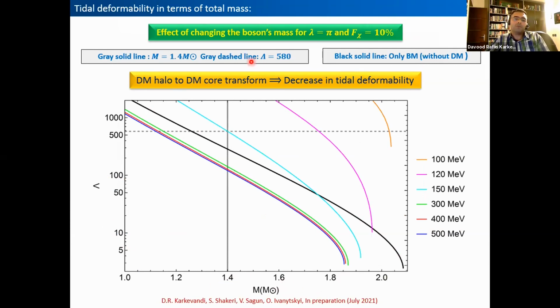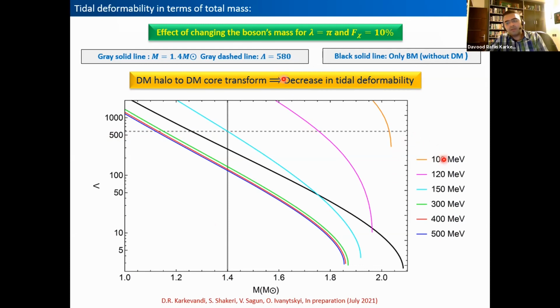for different boson masses and fixed coupling and fixed fraction. Pay attention that the gray solid line here is related to the 1.4 solar mass, and the gray dash line is the upper limit for tidal deformability.